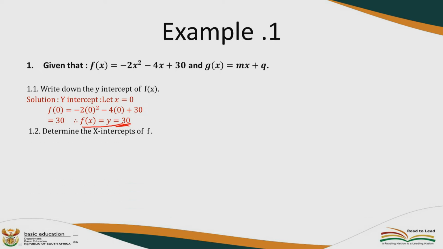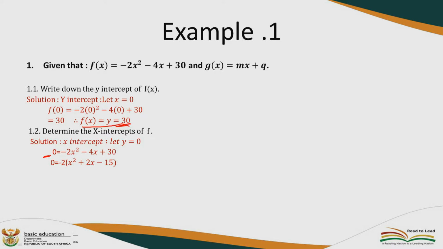Okay? And then the x-intercept now. Determine the x-intercept of the function. For you to determine the x-intercept of a function in general, you need to let y be equal to 0. If y is equal to 0, it means where there is f(x), you're going to substitute with 0. When we substitute there, we get 0 equals a quadratic equation.